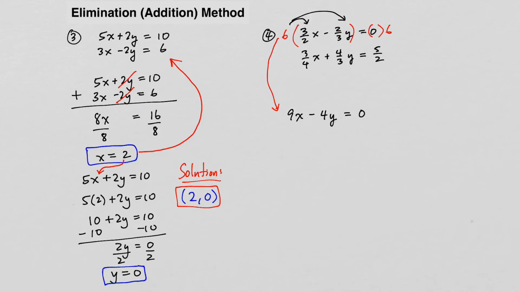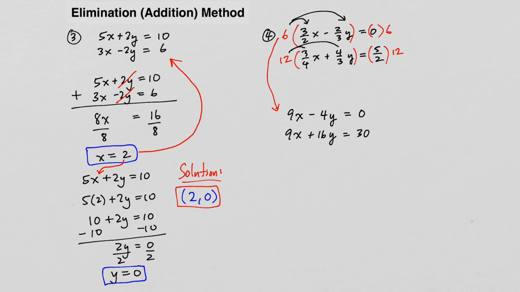And then I need to clear the fractions in the second equation. So here I'm going to multiply both sides by the least common denominator of 4, 3, and 2, which is 12. And if we multiply here, we get 12 times 3/4, which is 9x, 12 times 4/3, which is 16, and then y, and then 5/2 times 12 is 30.